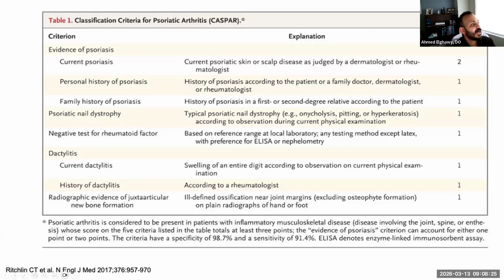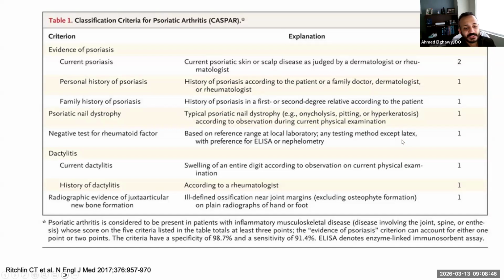And as you can see, if you have active psoriasis, or you have a family history of psoriasis, you have a negative rheumatoid factor, you have nail changes, you have dactylitis, or you have bony changes on your X-rays, these are all used as points to help in the diagnosis. If you have 3 points or more, it increases the specificity and sensitivity of the disease.